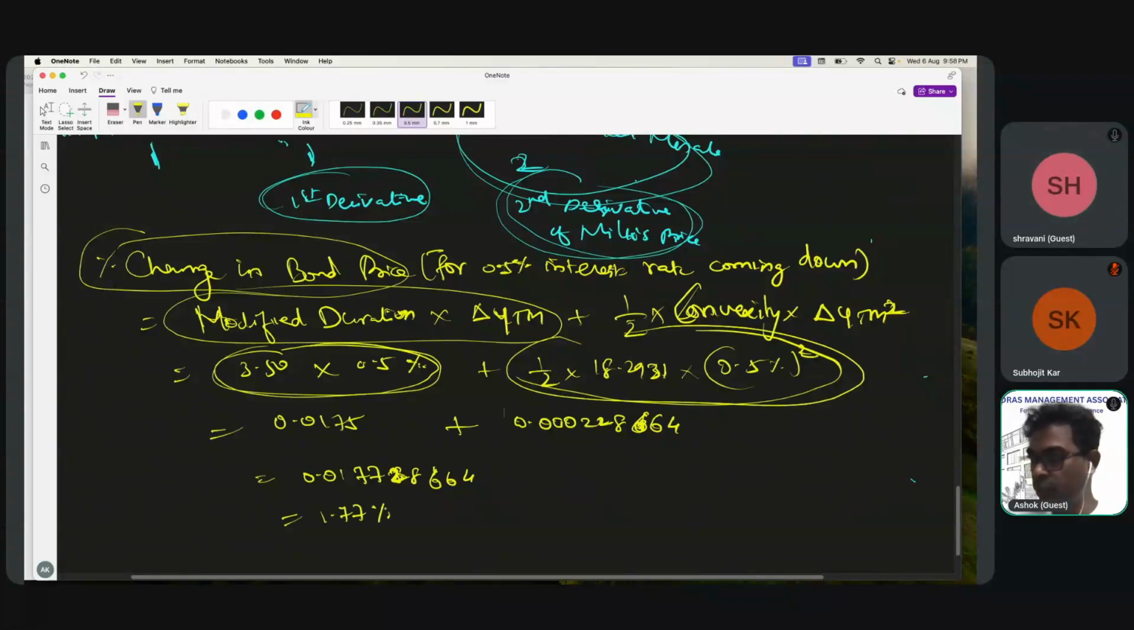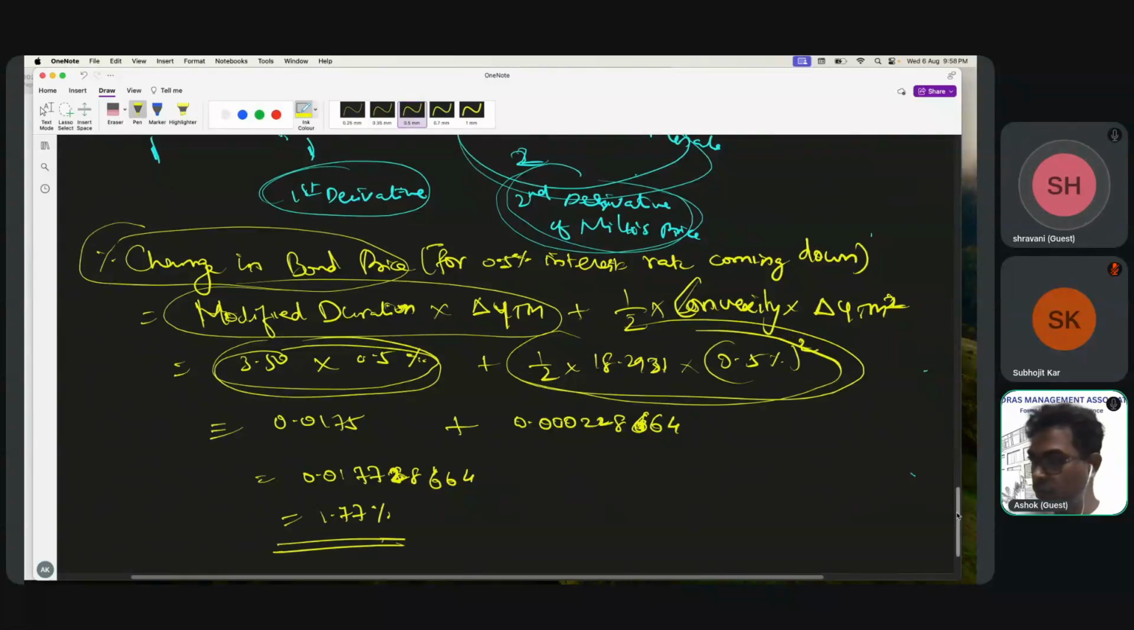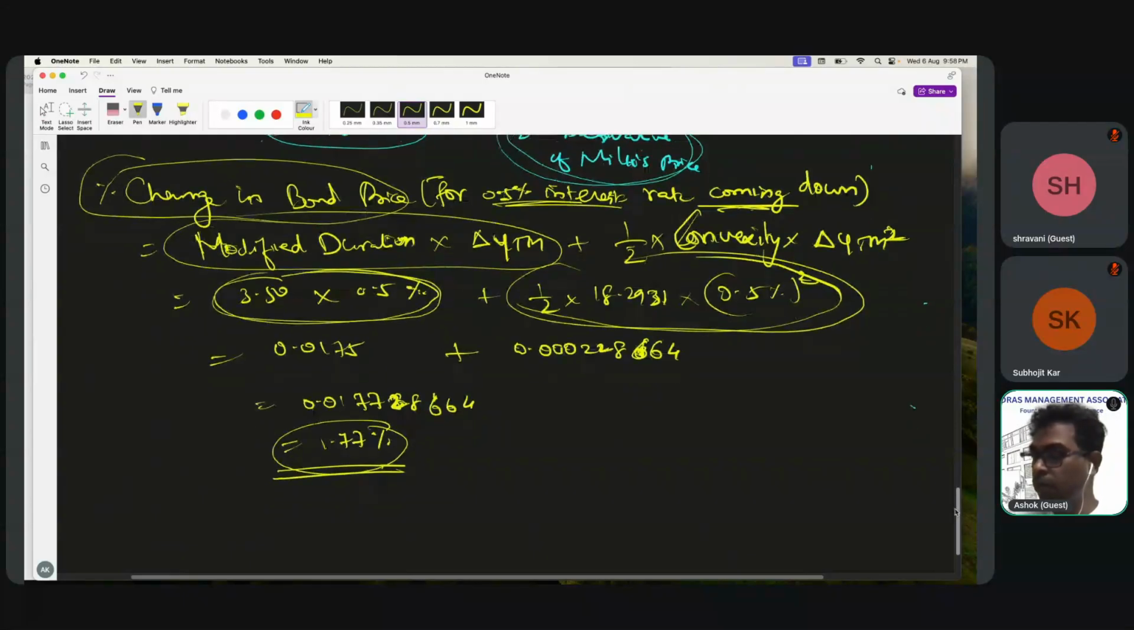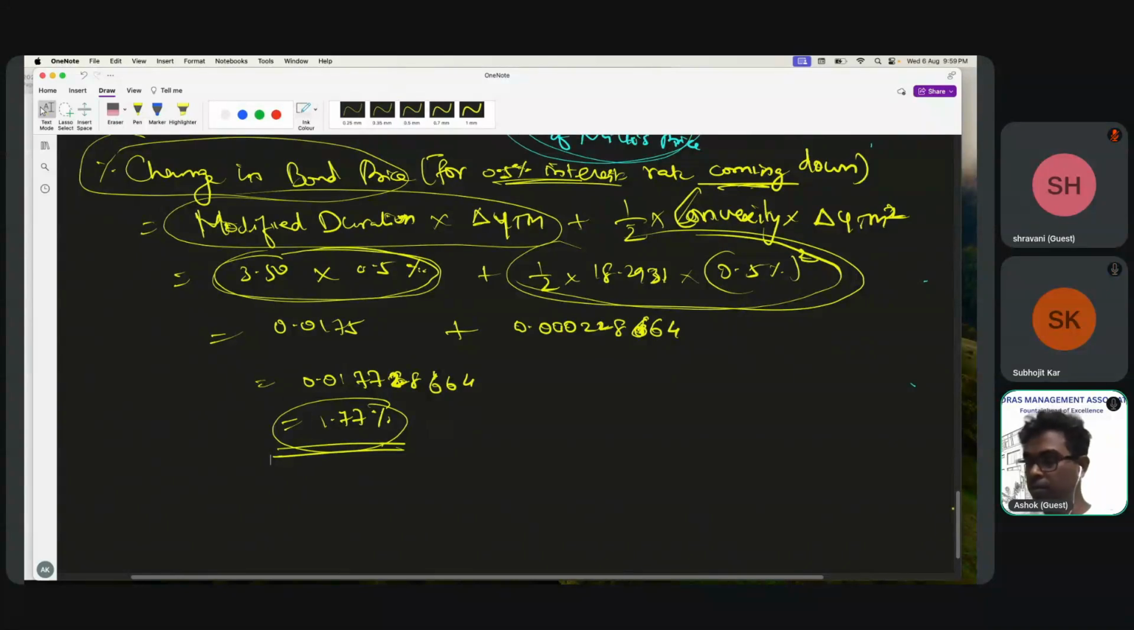1.77 percentage. Okay, so this much change will happen. So change means what? See, interest rate is coming down, I said. So what will happen? This much price will go up or down? Price will go up, because interest rate is coming down. So new price will be what? 86.59 was the initial one plus 1.77, because it will go up by 1.77.